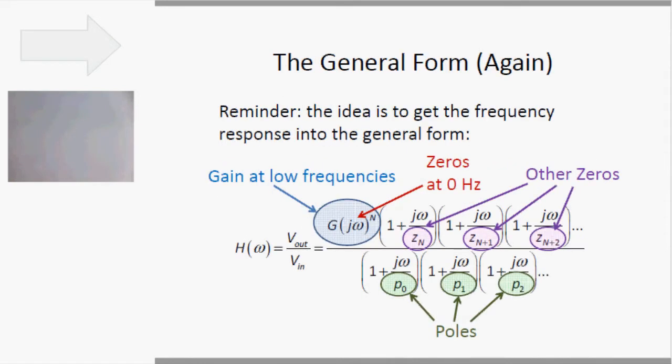So, start off with an analysis of the general form. Now, the general form we've seen a couple of times before. The gain at low frequencies is G times j omega to the power of n. Low frequencies here are defined as frequencies at which all of the other terms in these zeros and poles can be approximated to be 1, because omega is much smaller than all of the z's and much smaller than all of the p's. Net result, you end up with H of omega approximately equal to G times j omega to the power of n. We have this.